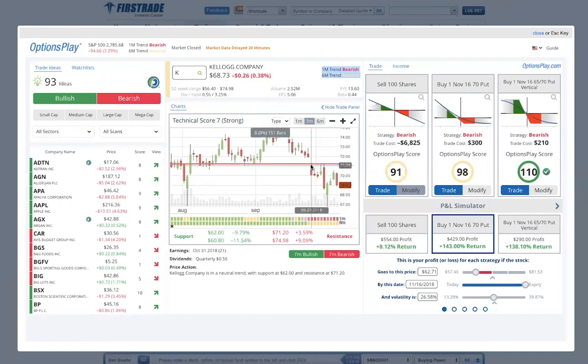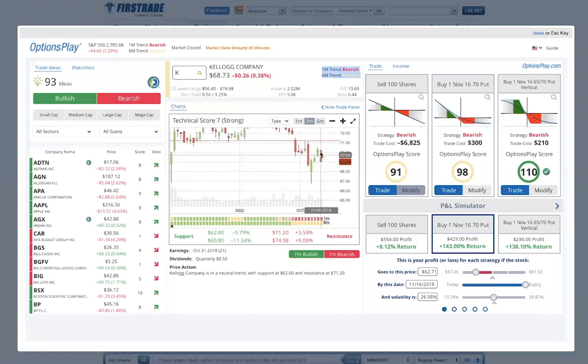It broke down here on September 27th below a support level, and the trends turned bearish and neutral. So this is the type of stock that may be starting to turn around. So maybe I'm bearish on Kellogg again. As you can see, this reports earnings on October 31st, 3 weeks from today. So I'm going to click on I'm bearish.